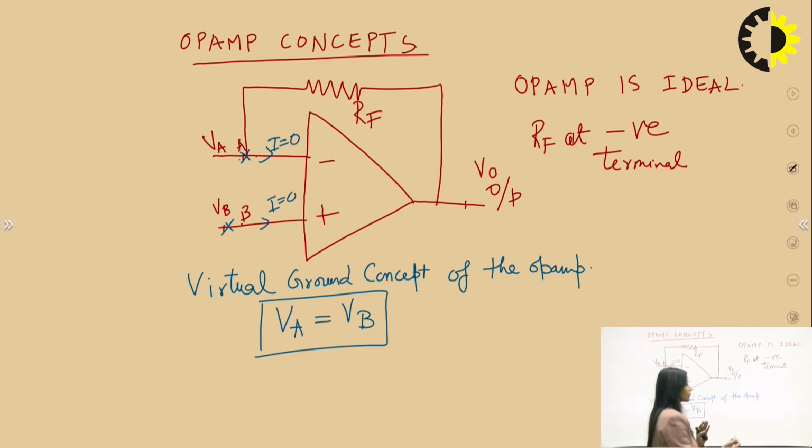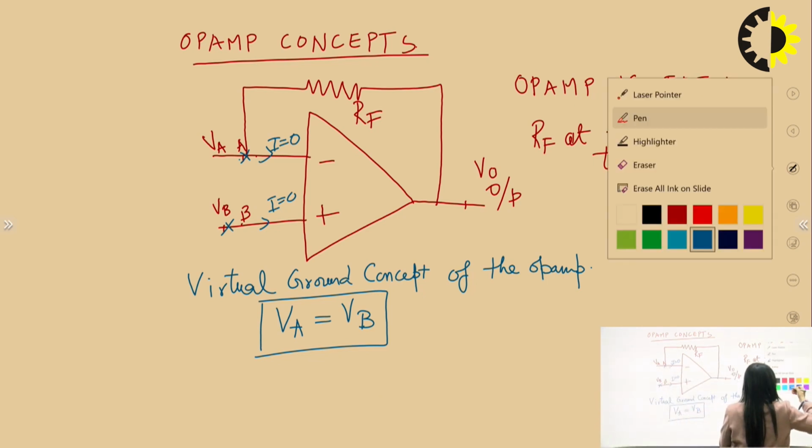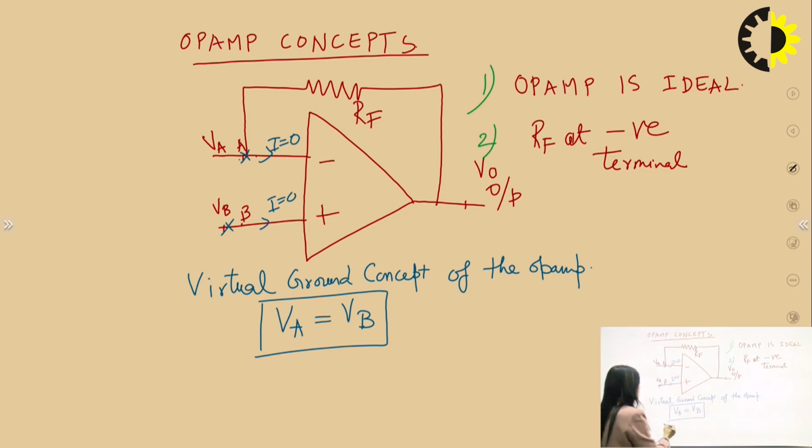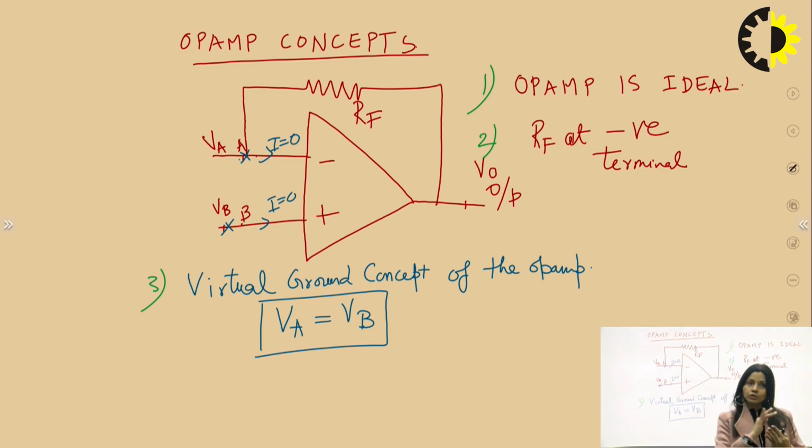So we will apply these three concepts to solve our numericals. So first point is op-amp is ideal, second point is RF at negative terminal, and third point is VA is equal to VB, the VGC concept. So these 3 points, first of all, we will check, and then we will proceed for further solving of the numericals, right? Now next, let us take some small example, and then we will proceed in the same way.